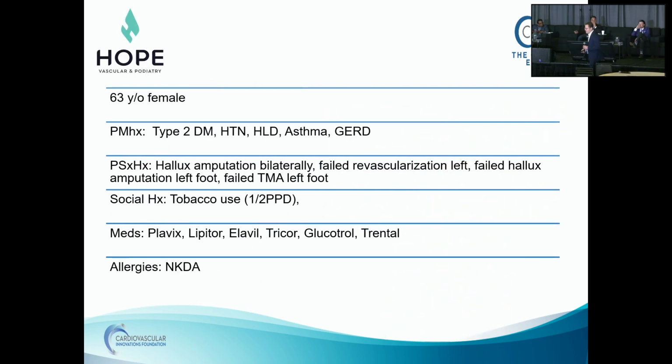We'll jump into a clinical case. This is a 63-year-old female, type 2 diabetic, hyperlipidemia, asthma, and GERD. Surgical history included failed amputation bilaterally and a failed revascularization. She was sent to our clinic for sort of a no-option evaluation. We've established a great referral network in our community, and this lady was told she needed a BK. However, she came to us for an option of salvage.